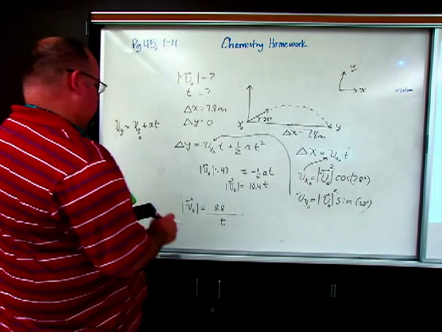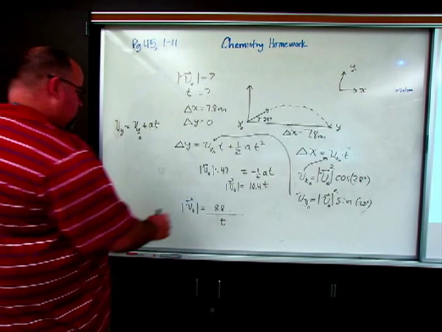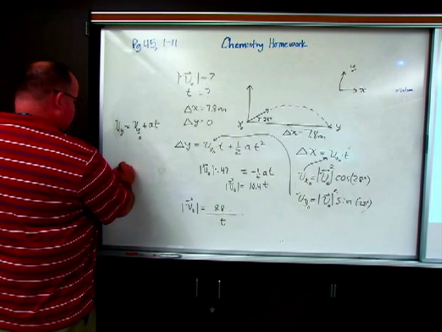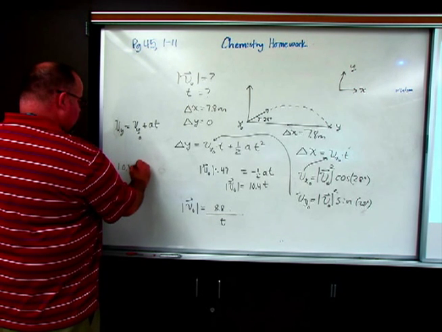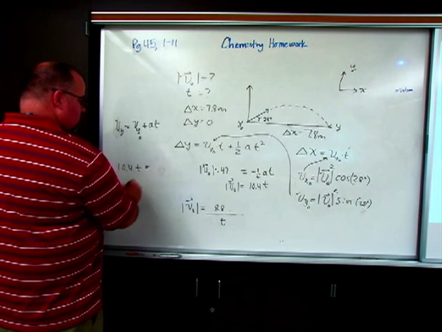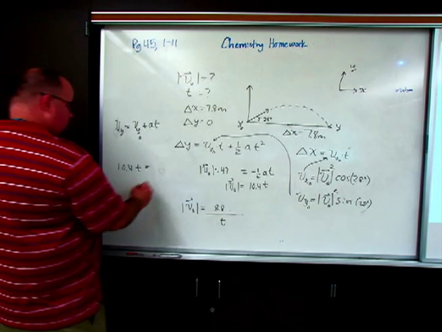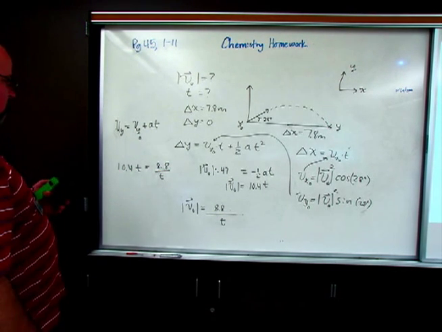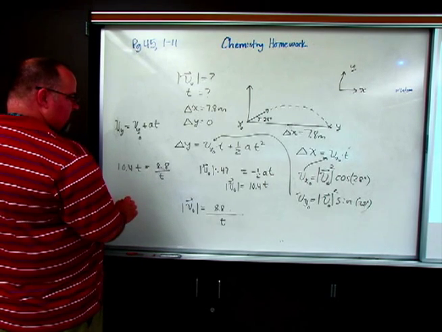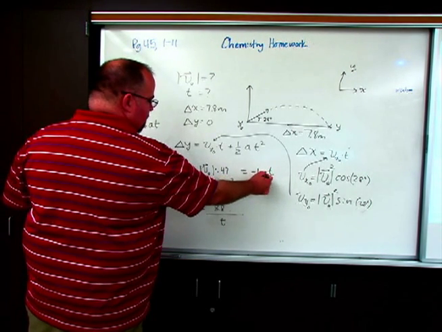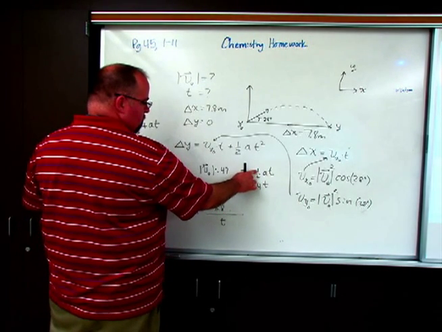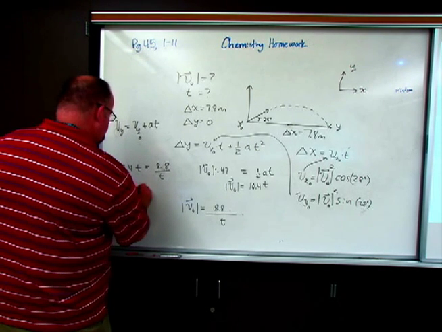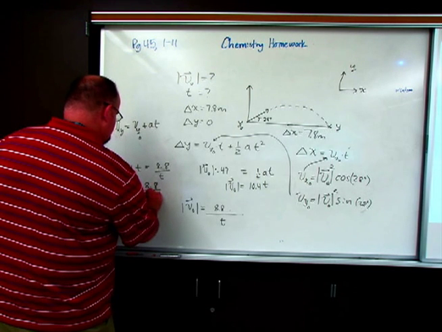Then I need to substitute. Go ahead and set these equal to each other. So that means 10.4 t equals 8.8 over t. The acceleration is negative, so these two negatives cancel out. So that negative goes away. So time squared equals 8.8 divided by 10.4.